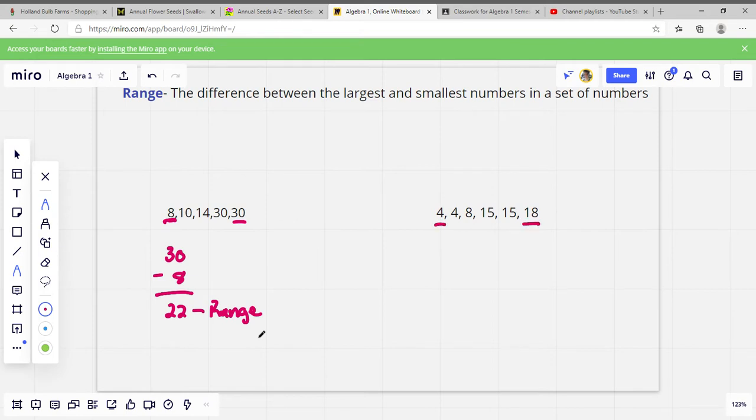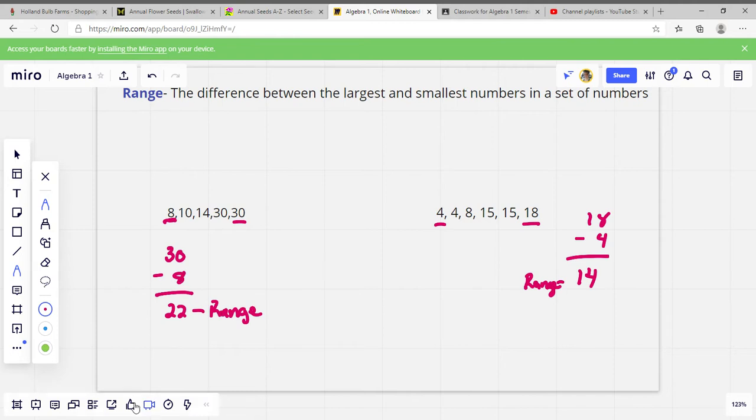4 is the lowest number, and 18 is the highest. So we're going to say 18 minus 4, and that's going to be 14. So in this set, the range is 14. Super duper easy.